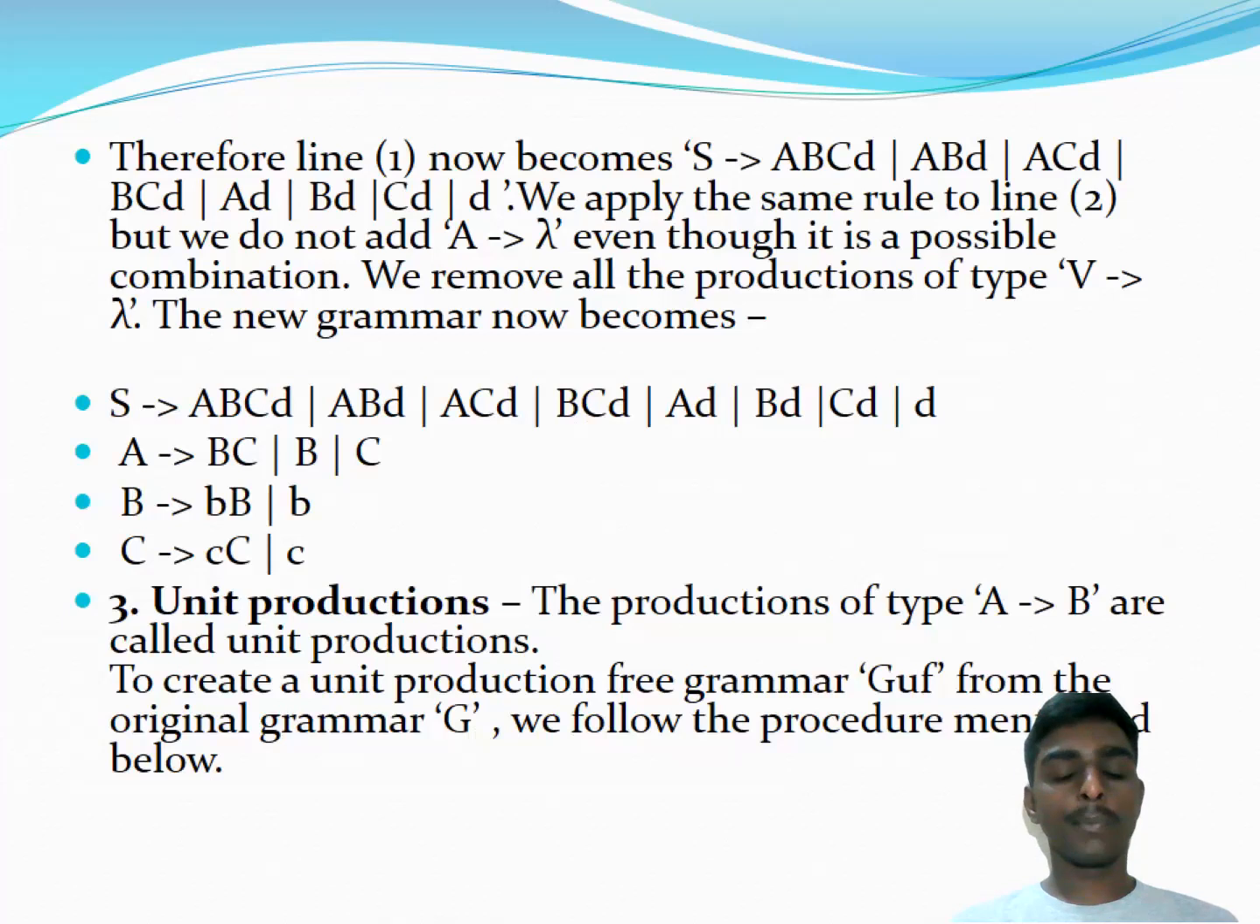And step 3 is unit productions. The productions of type A tends to B are called unit productions. To create a unit-production-free grammar, G', from the original grammar G, follow the procedure mentioned below.